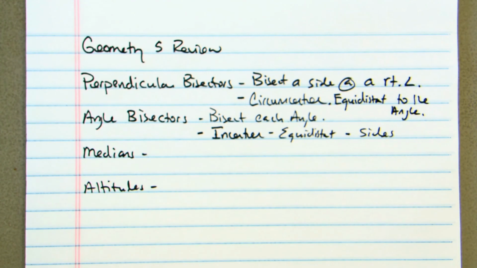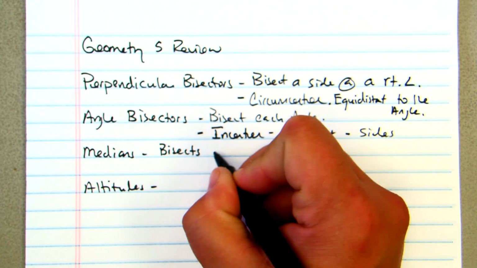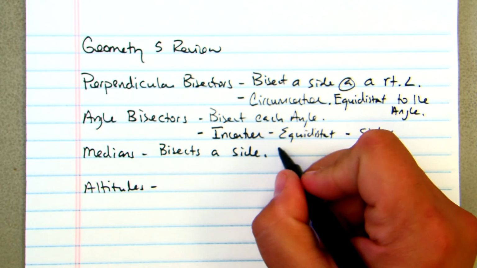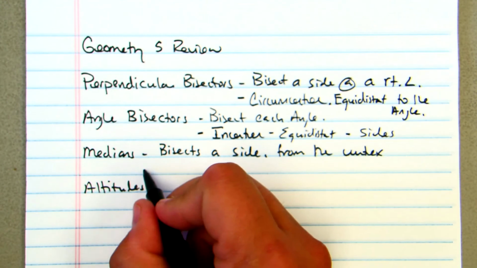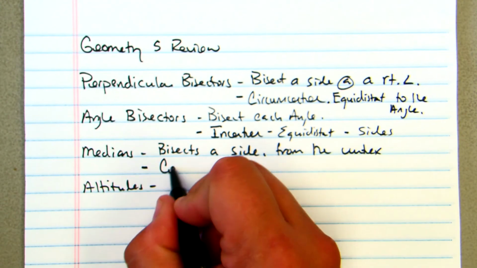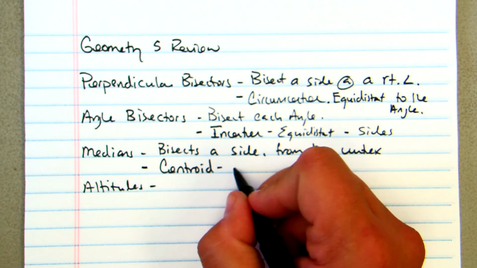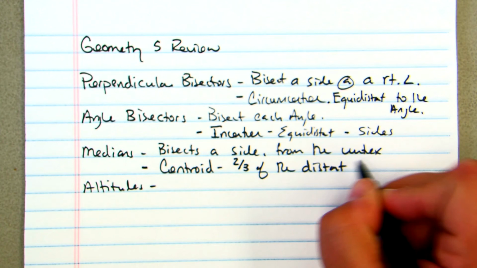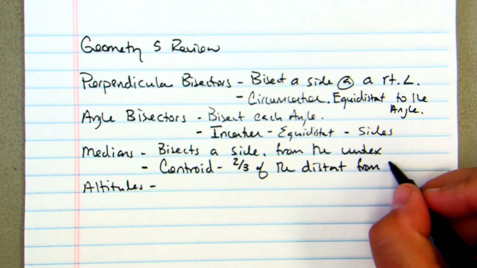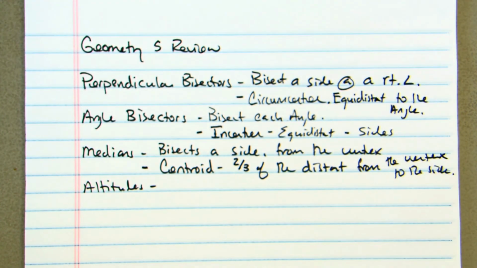Okay, medians. A median of a triangle just bisects a side. The median comes from the vertex of a triangle to the opposite side and bisects it. The median point of concurrency is called the centroid. And the centroid is 2/3 of the distance from the vertex to the side. That is the centroid, which is the point of concurrency for the medians of a triangle.